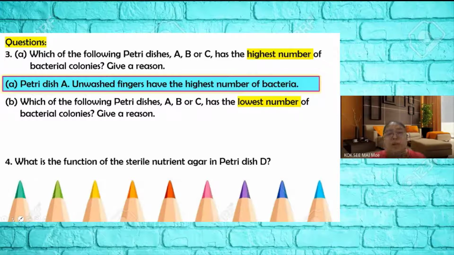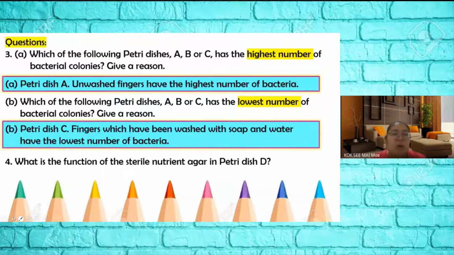Because your unwashed finger has the highest number of bacteria. You don't need to mention where you touched. You just say because your finger you never washed, surely it has the highest number of bacteria. So that's why pantry A will show many bacteria colonies. B is also the same thing. They just reverse it. They ask you which one should be the lowest. So the answer should be C, is it?